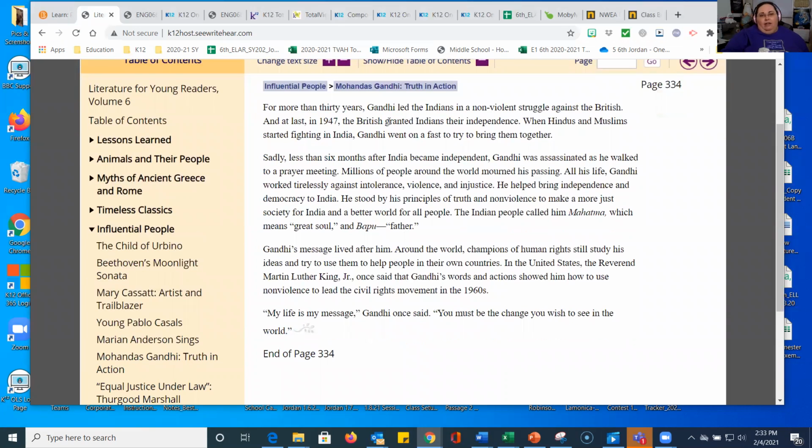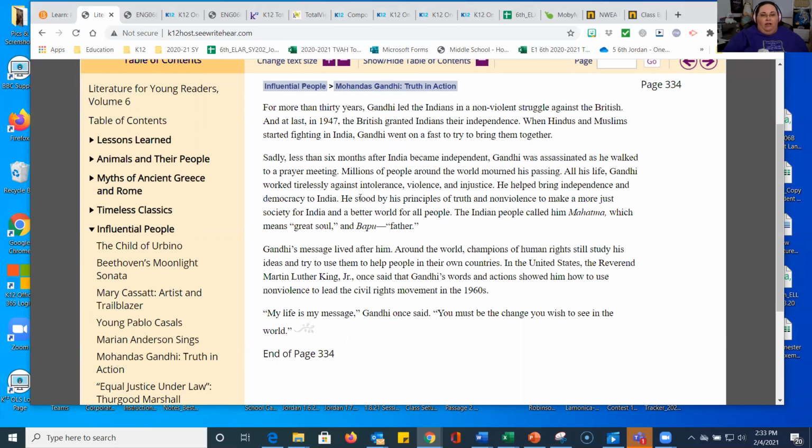For more than 30 years, Gandhi led the Indians in a nonviolent struggle against the British, and at last in 1947, the British granted Indians their independence. When Hindus and Muslims started fighting in India, Gandhi went on a fast to try to bring them together. Sadly, less than 6 months after India became independent, Gandhi was assassinated as he walked to a prayer meeting. Millions of people around the world mourned his passing.